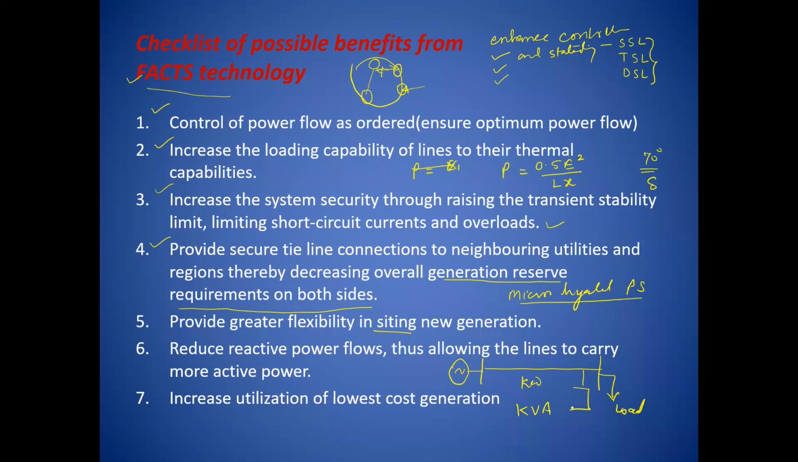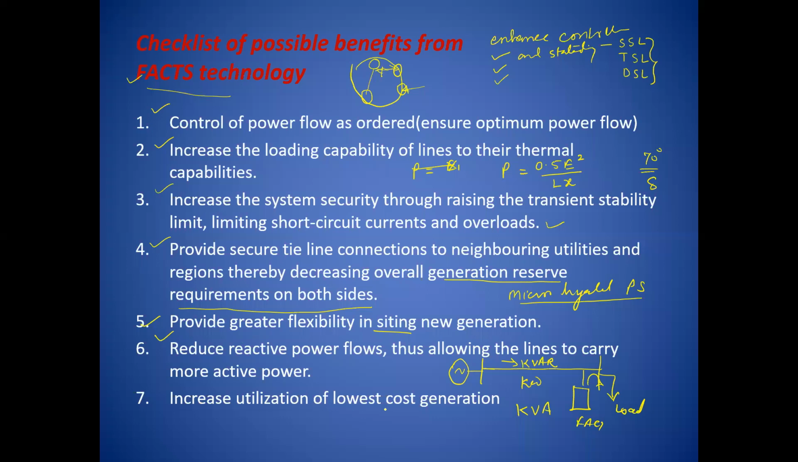Say, suppose we have installed one reactive FACT device here. So it is going to inject the reactive power to the load, and the transmission line is used only to deliver the active power. So our objective with the help of FACT devices is to reduce the reactive power flow, kVAR or MVAR, over the transmission line, which can be used to handle more active power. So it will increase the active power handling capacity of the transmission line. So this is one more advantage of using FACT technology.